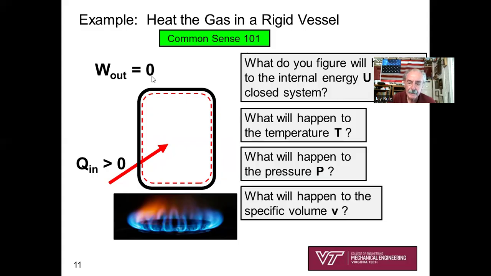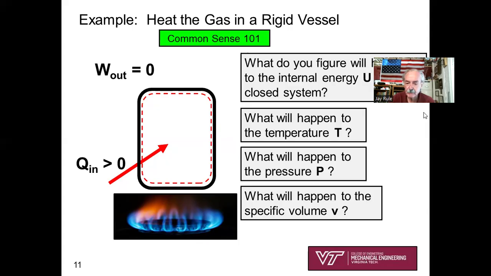Work done, integral P dV. What's dV? What's the change in volume, even the increment in dV, incremental change in volume of this tank? It's nothing. And so the integral P dV is 0. So I've labeled work out as 0.